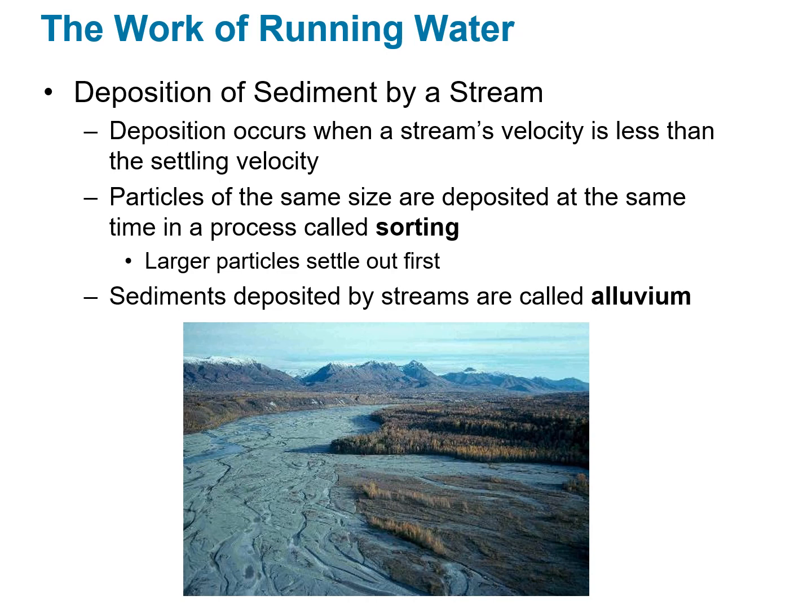So running water also deposits a lot of sediment and creates a lot of features on Earth's landscape. Deposition occurs when the stream's velocity is less than the settling velocity, and so sediment just falls out of the water. The largest particles will settle out first, and then the smaller particles slowly settle out after that once the velocity drops. Any deposited sediment left by streams is called alluvium. You can see that here. Here's an ephemeral stream. It's dried out, and this is all the alluvium that's left behind.